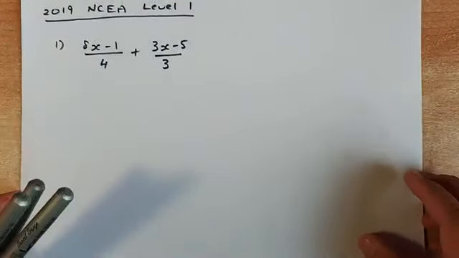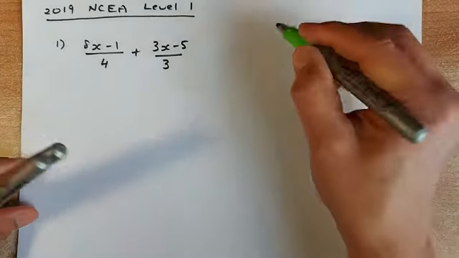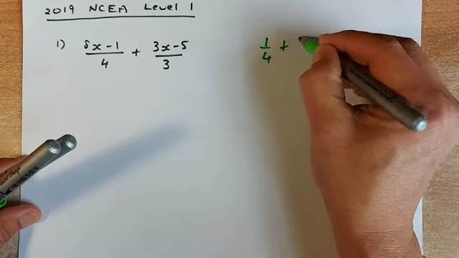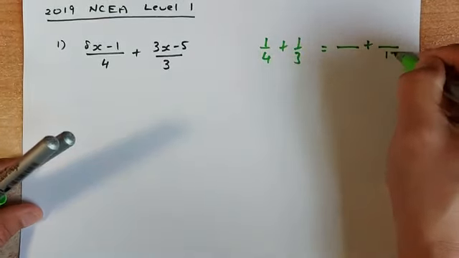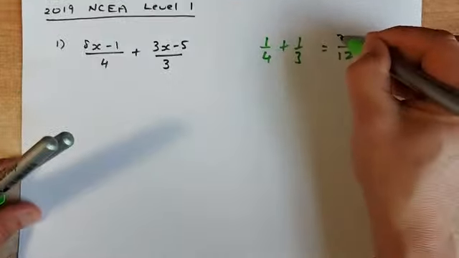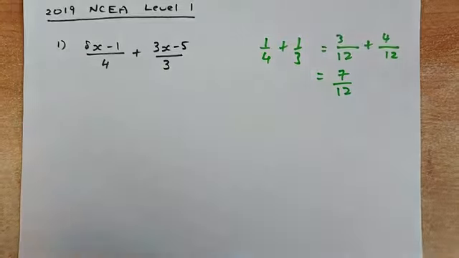Okay, now we're going to do some NCEA papers. The first one is from the 2019 NCEA. And we are going to simplify an addition of two fractions. The easiest way, if you have 1/4 plus 1/3, you have to make it the same denominator, 12 and 12, and then you multiply by 3 and multiply by 4, and the answer is 7 over 12. So this same principle is going to happen, okay?